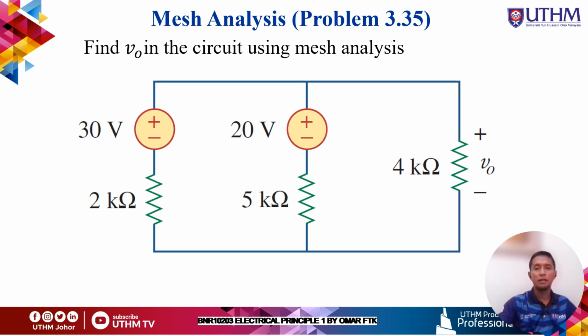Okay, so this is the second question. Find the output voltage VO in the circuit using mesh analysis. So for this, you can do the analysis by using mesh analysis using the current loop. So we will have two loops. This is the first loop, and then this one is the second loop, right?